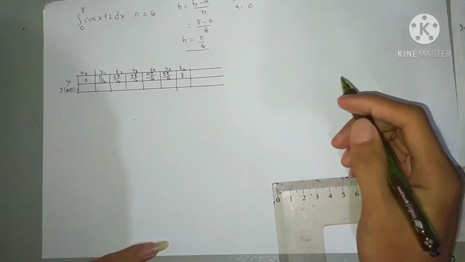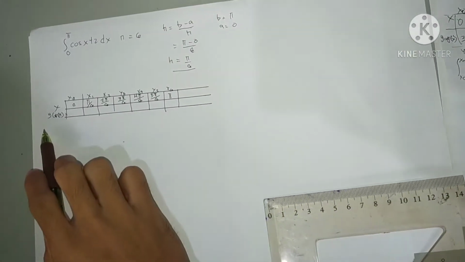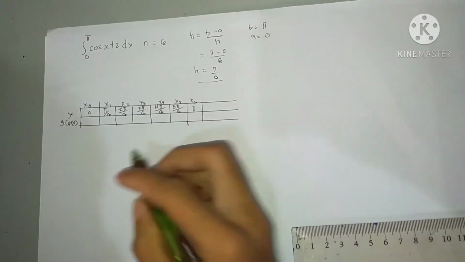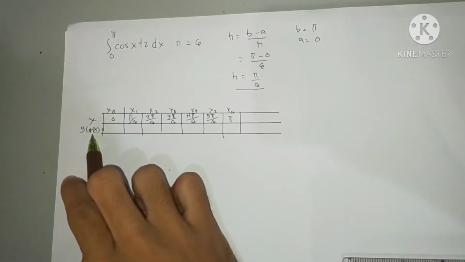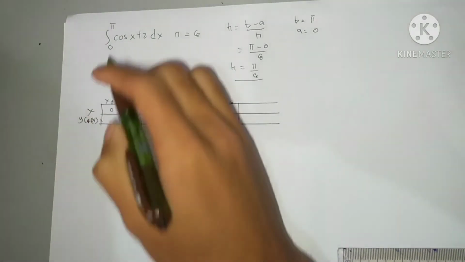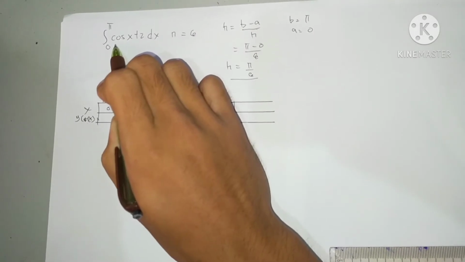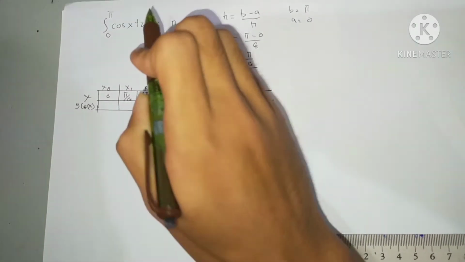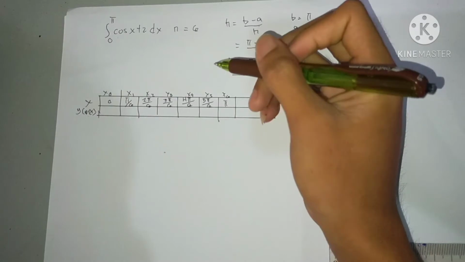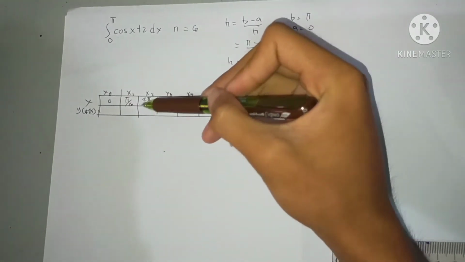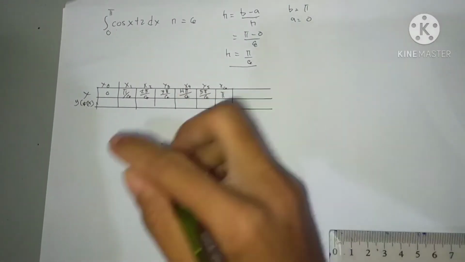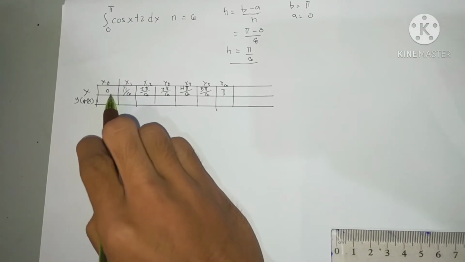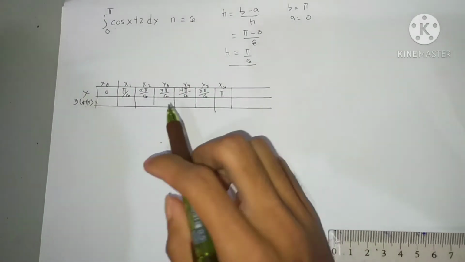The next thing that we need to do is to find the value of y. So we have the value of x. This is f of x. We have the function cosine x plus 2. So we need to substitute the values of x here. As we substitute 0, cosine 0 plus 2, we have 3.